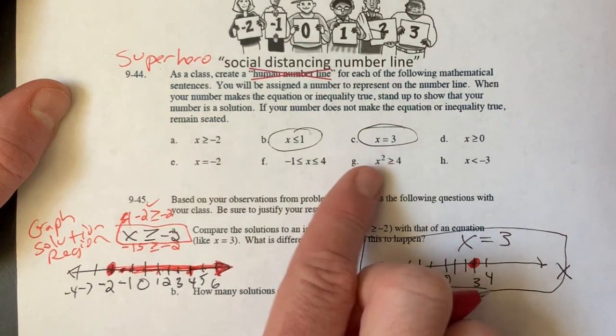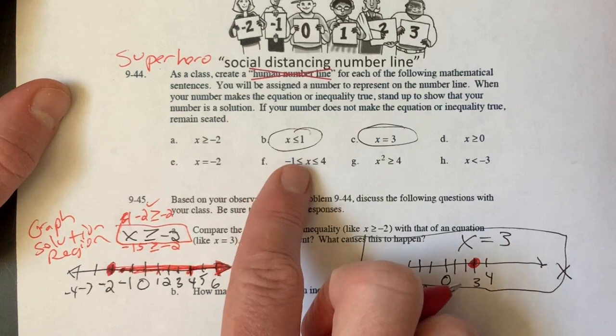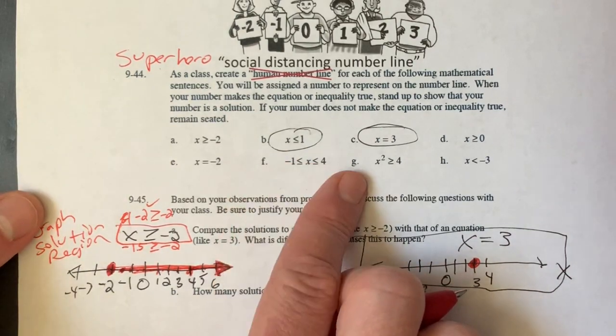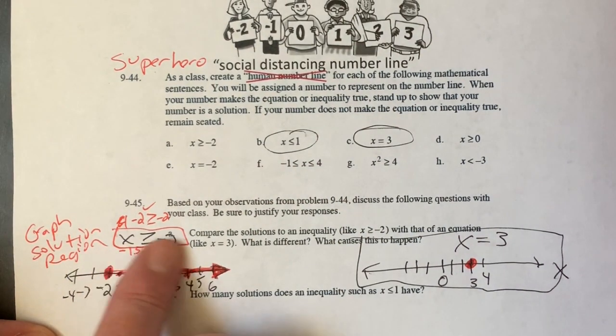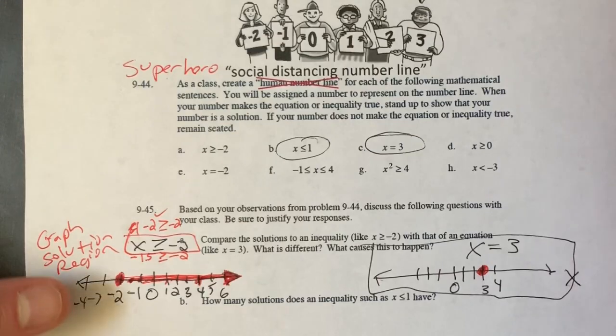It'd be more complicated for something like x squared is greater than or equal to 4, and also for this one where we have a compound inequality. Compound inequality means more than one, right? More than one inequality in a given statement. So this is for a simple inequality, and this is a little more complex. This is a compound inequality, it'd be a little bit different.